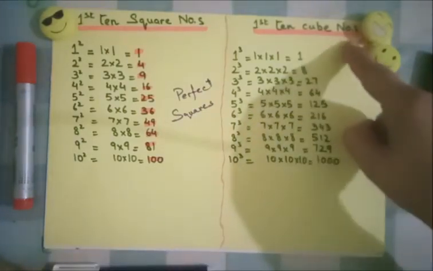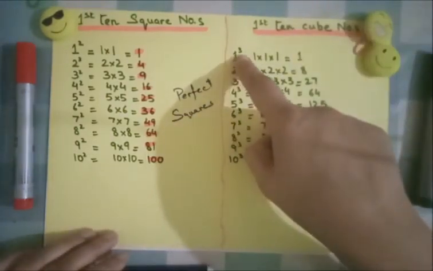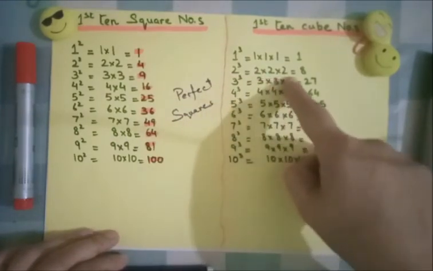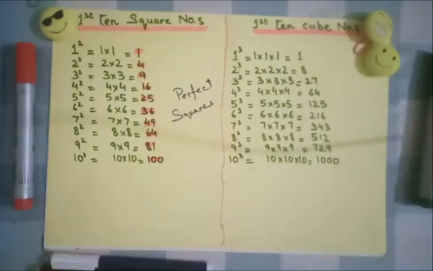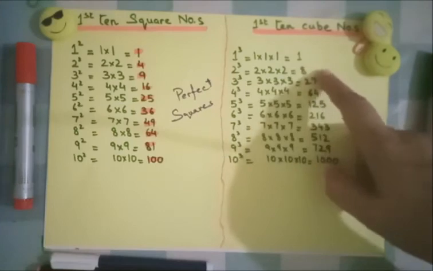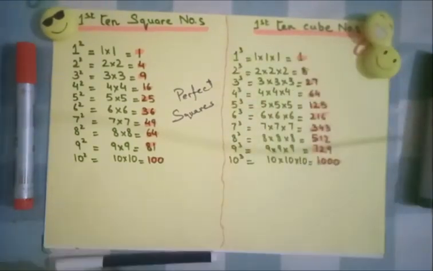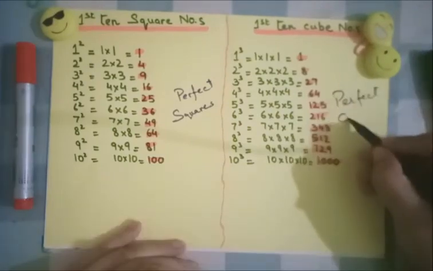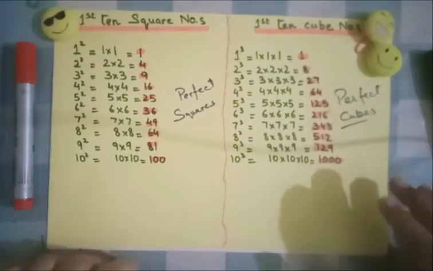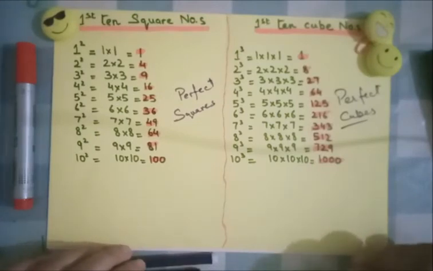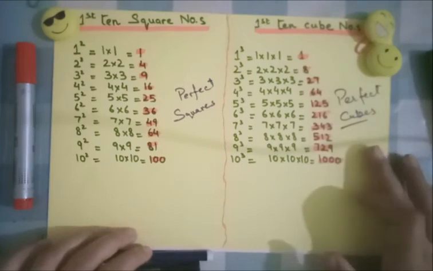Next are the first cube numbers. Cube means when there is a power 3 on any number, we have to multiply that number by itself 3 times. 2 into 2 into 2, 3 times, which will give you 8, then 27. So these all are perfect cubes, because you can find their cube roots as whole numbers and they will give you an exact whole number. That's why they are called perfect cubes.